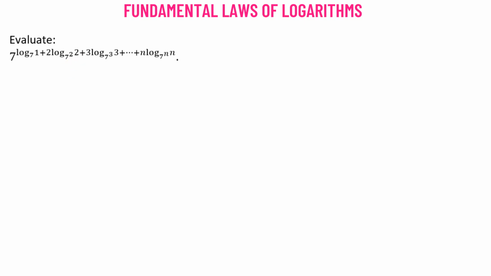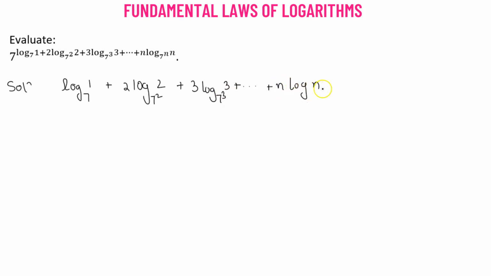We need to determine the value of the given expression. Now let us begin with the exponent part. So here we have log of 1 with a base of 7. This is added to 2 times log of 2 with a base of 7 squared plus 3 times log of 3 with a base of 7 cubed, and this goes all the way up to the nth term, which is given by n times log of n with a base of 7 raised to the power of n.